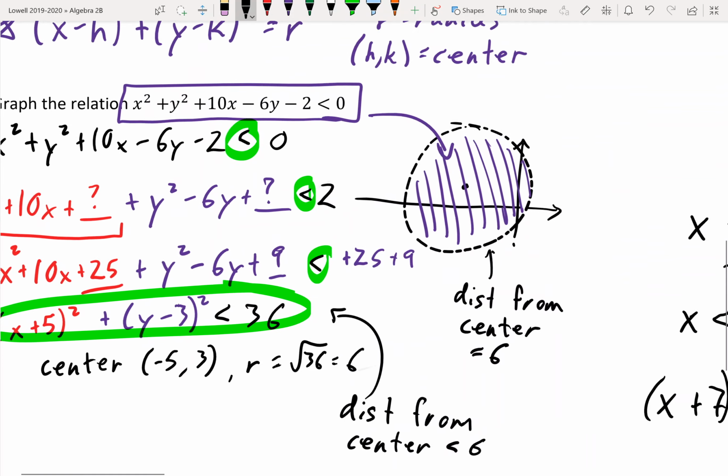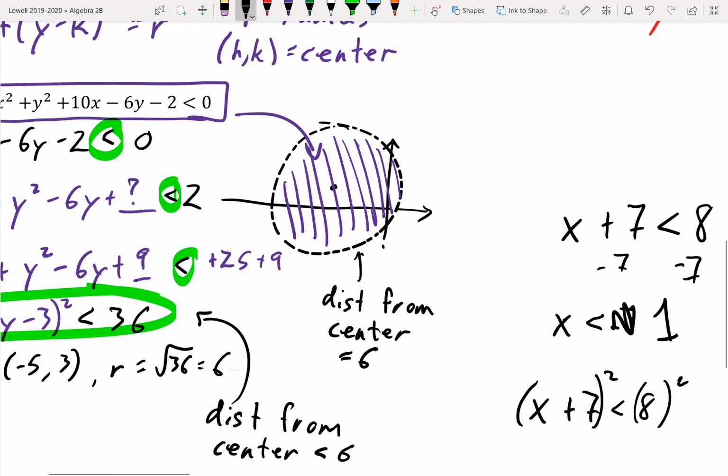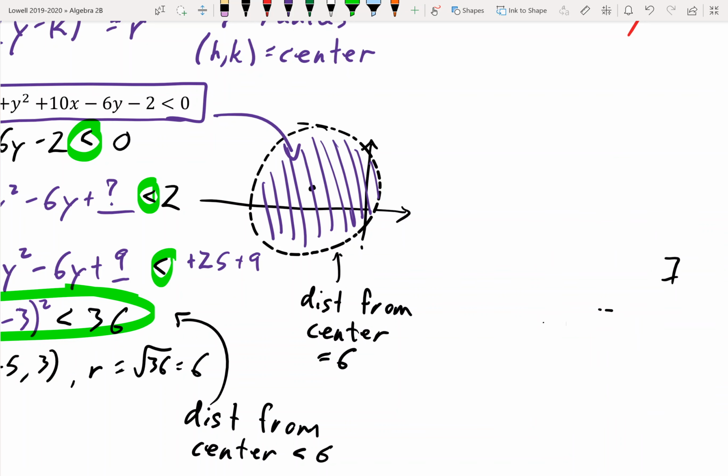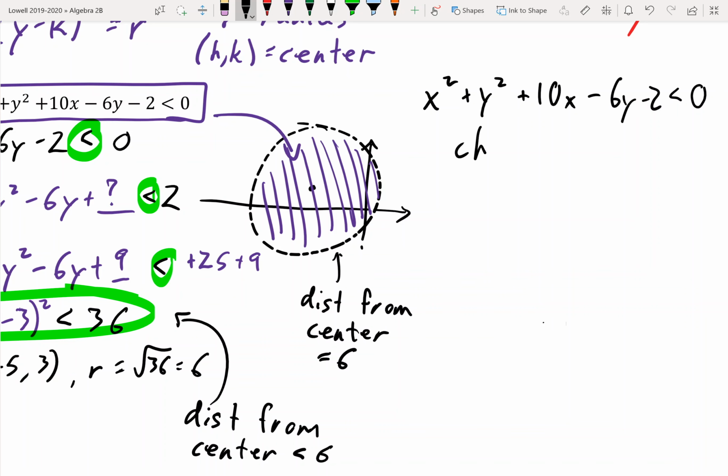And so if you weren't sure, you can always, let's go over here. Let me get rid of this. So the center is always on the inside. So my equation is x squared plus y squared plus 10x minus 6y minus 2 less than 0. Again, I'm checking it in the original equation because I don't know if all the work that I did maybe affected the properties of the inequality. So I'm going to check the center. Now we assume that the center is correct and we did that work correctly. But I'm going to check -5, 3.